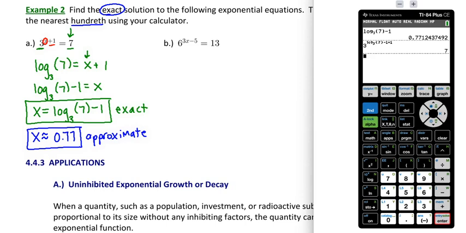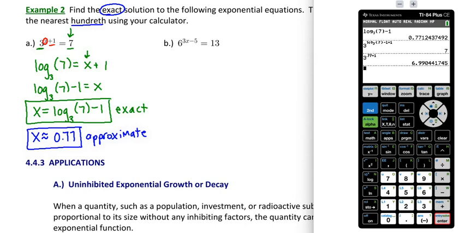And notice that gives me a perfect balance between the left and right sides of the equation. Now compare that to when we plug in the approximate solution. So I'm going to replace x this time with 0.77. So we have 3 raised to the 0.77 plus 1. And notice it gives me approximately 7, but not a perfectly balanced equation.